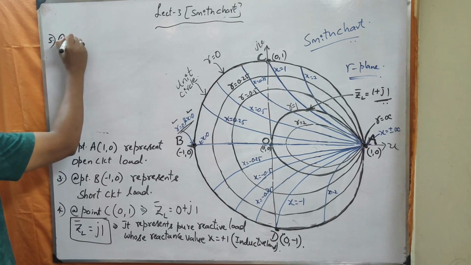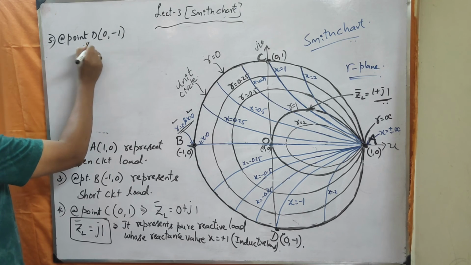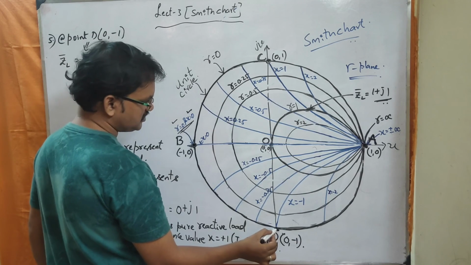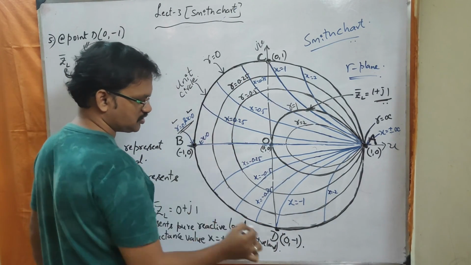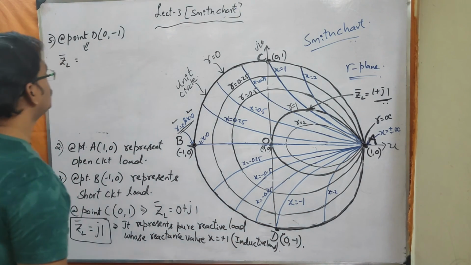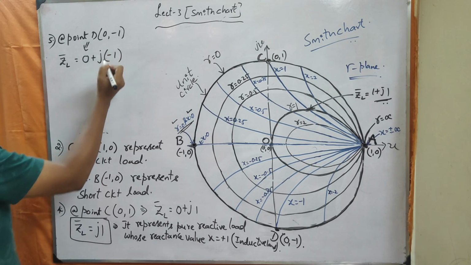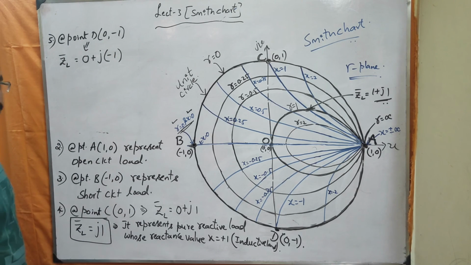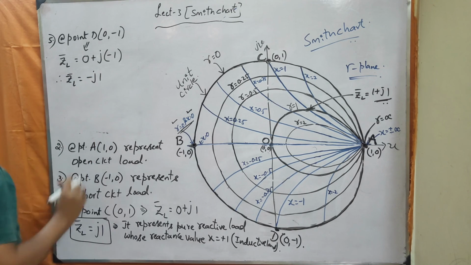Okay, similarly we can represent this point D. So at point D of (0, minus 1), what is the load impedance you are going to see? Through this point D, the resistance circle passing through is nothing but the R equal to 0 circle. Yes or no? And X equal to minus 1 is passing through this point D. So ZL bar is equal to: the R value is 0 and the X value is minus 1. So at point (0, minus 1), ZL bar is equal to minus j1.